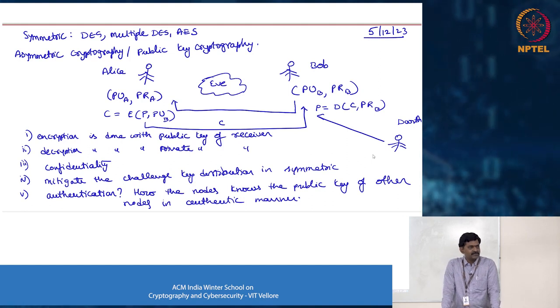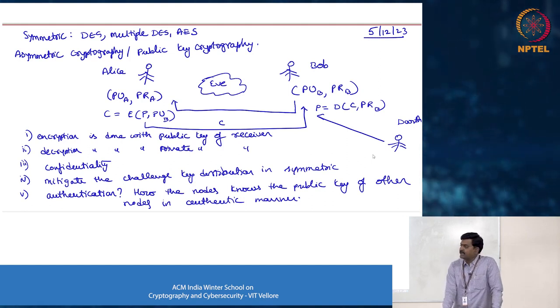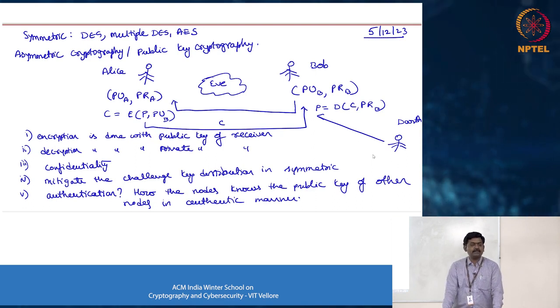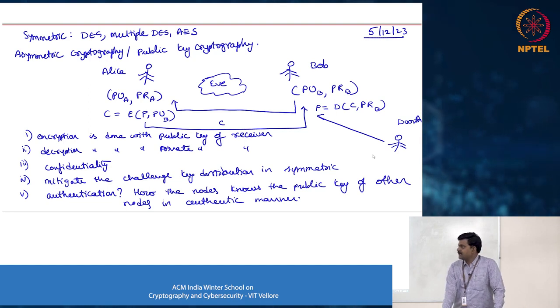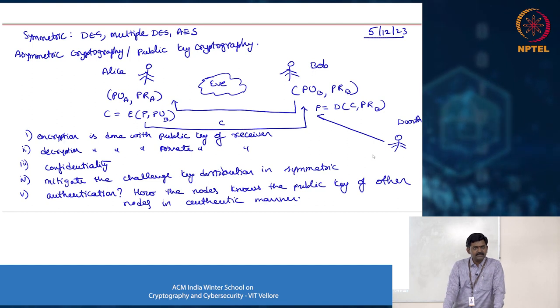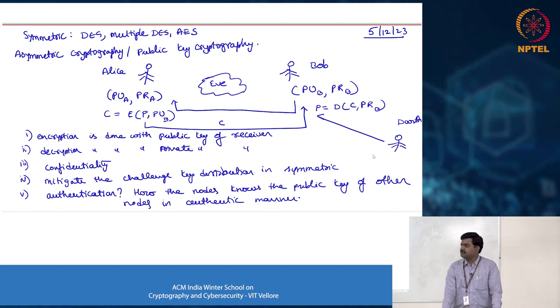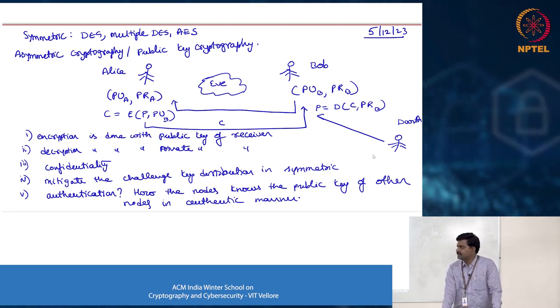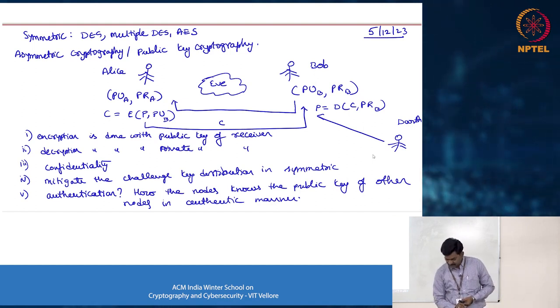Somebody sits in between, like Eve. When Alice is trying to get the public key of Bob, Eve takes the public key of Bob and pushes her own public key to Alice. So what is compromised here is the authentication. How do we know what the authentication is?